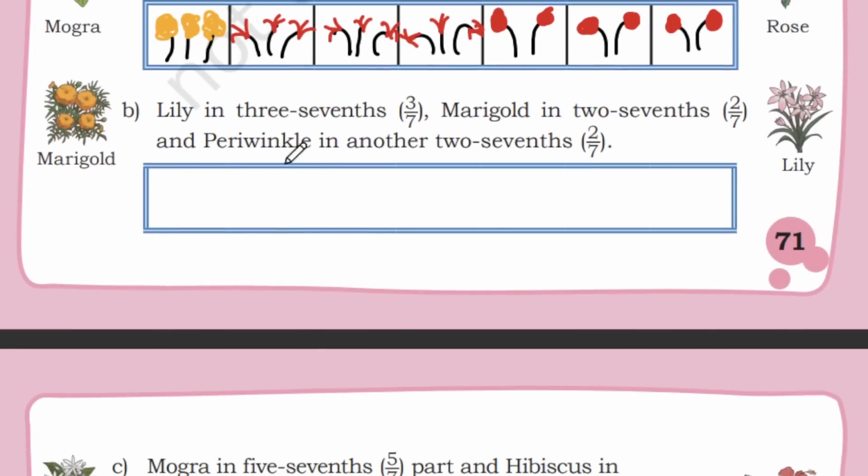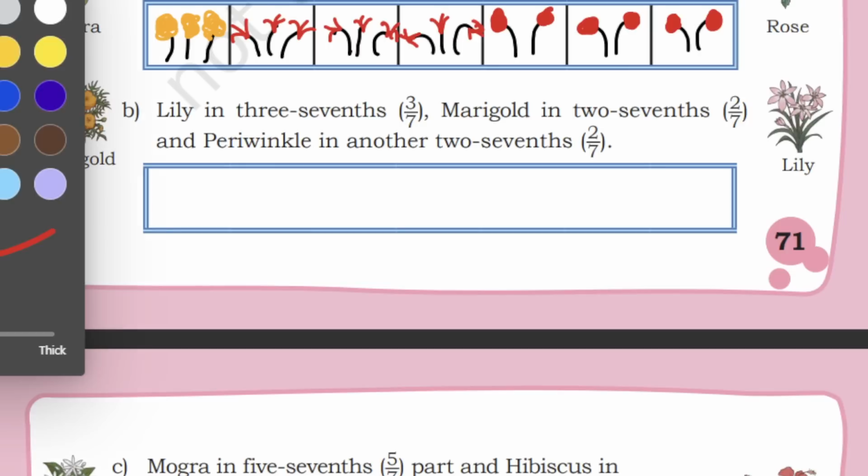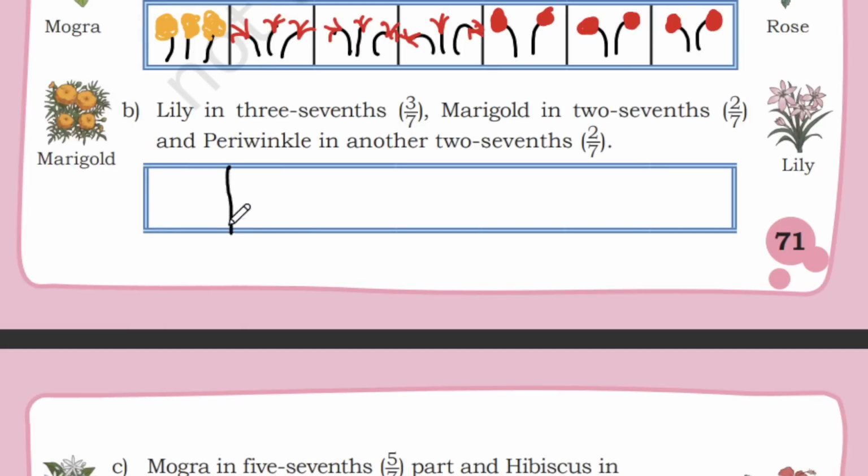Next, lily in, okay, this is not divided, you have to divide. Lily in 3/7, marigold in 2/7, and periwinkle and another 2/7. Okay, first we will divide this into 7 parts. I'll do in black color. If you have scale, use your scale to divide very equally, students. Okay, 1, 2, 3, 4, 5, 6, 7 parts.